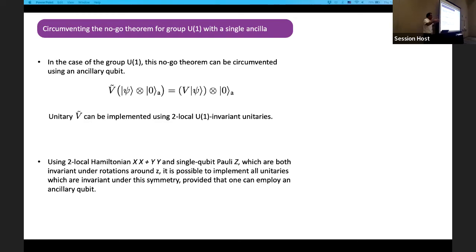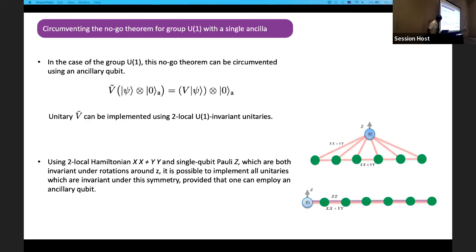Okay. Note that, if you remember the identity that I showed before, the gap between the dimension of these two manifolds is n minus k. That means that even if k is equal to n minus 1, even if you can implement unitaries that couple n minus 1 qubits, still without an ancilla, without a single ancilla, you cannot implement a general U1-invariant unitary. But a single ancilla is then enough to circumvent this strong no-go theorem. And actually, if you are allowed to use that single ancilla, then you can implement a general U1-invariant unitary just using interactions XX plus YY and a local Z.